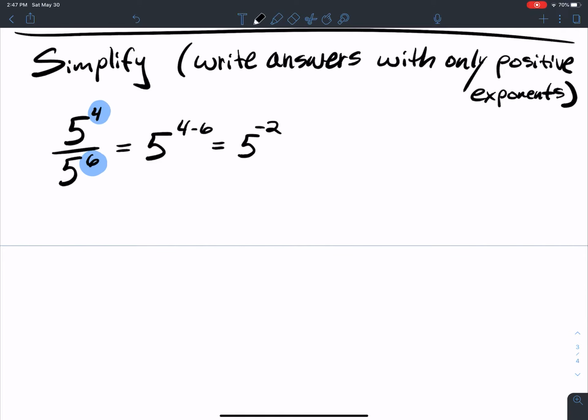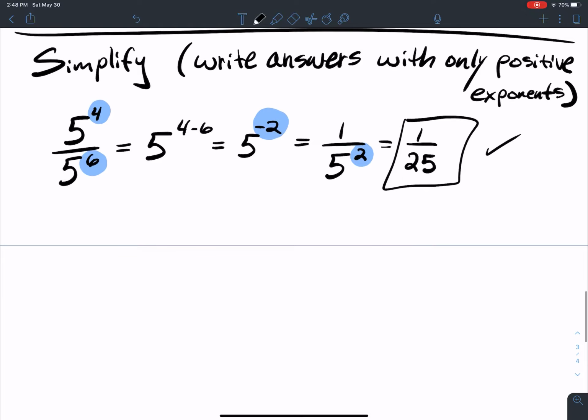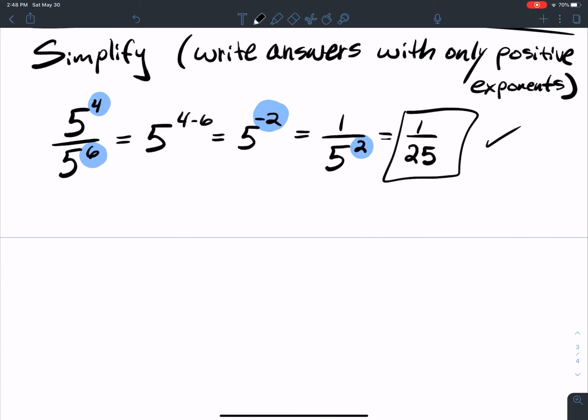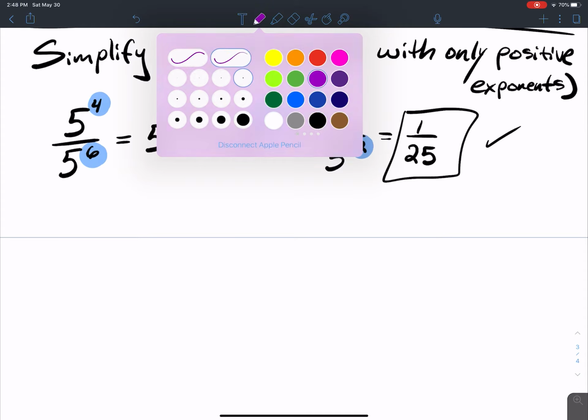Well, what do I know about negative exponents here? I can't have a negative exponent, so in order to get rid of that, I have to do the reciprocal, and this becomes 1 over 5 to the positive 2. It becomes positive whenever I flip it. Now, 5 squared, we can do that real quick. 5 times 5 is 25. So this is 1 divided by 25, my final answer. That's what they're looking for. That's simplified.